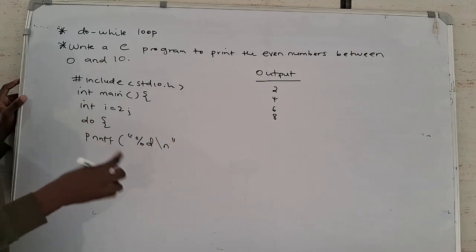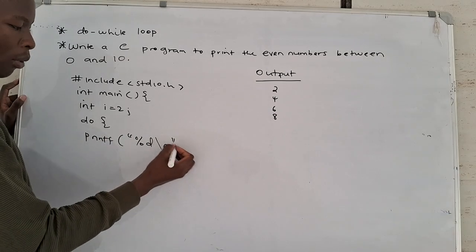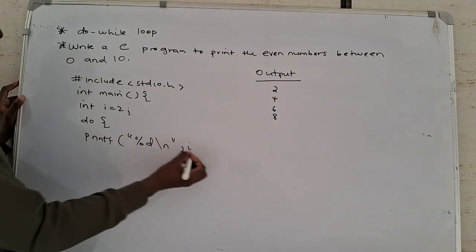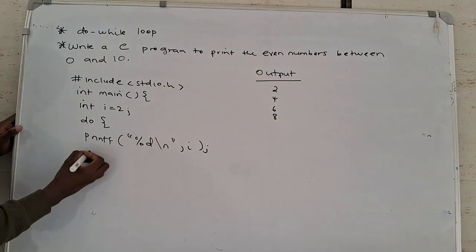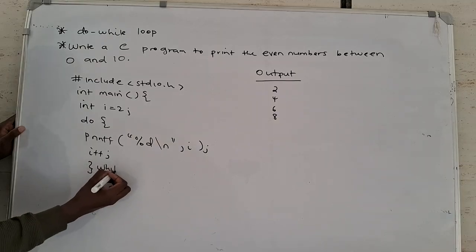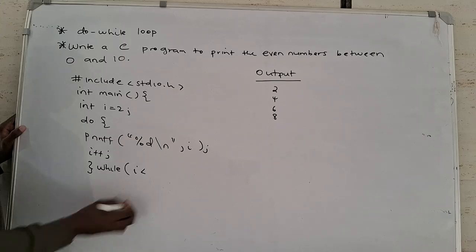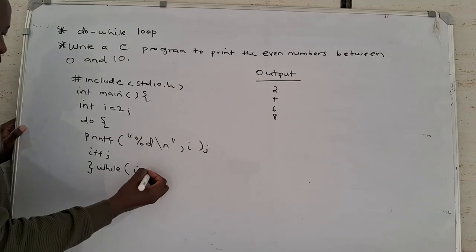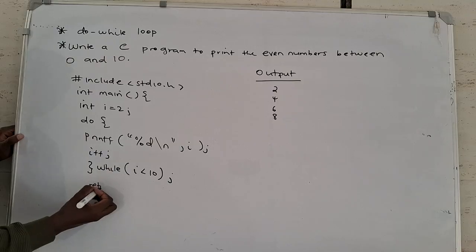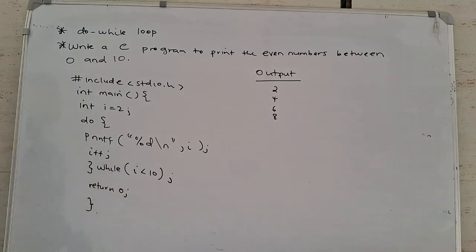It is going to direct the cursor to the next line. I want to print I. Now here, I plus plus, while this I should be less than 9 or less than 10, still okay. Anything you can write here. Then return 0. So this is the program.